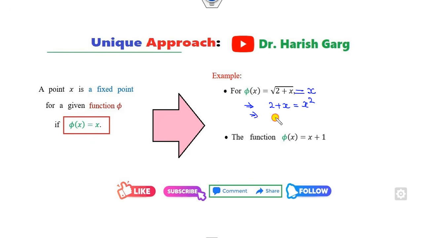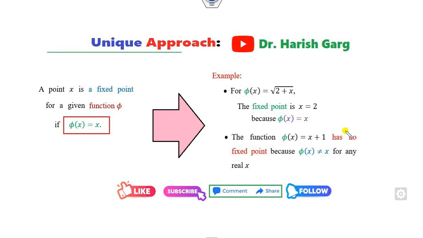Clearly, this is a quadratic equation, x squared minus x minus 2 equals 0. If you solve it, you will get 2 and minus 1. Therefore, 2 and minus 1 are the fixed points of this function. Similarly, if you solve the other one, clearly 1 is equal to 0, which is not possible. It means there is no fixed point of this function. So always remember, your first step is to find the fixed point.